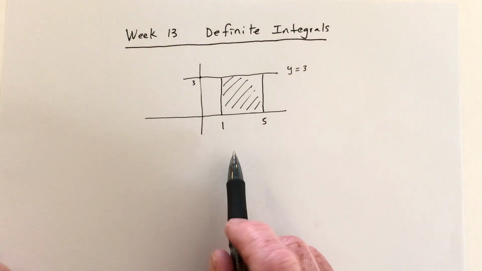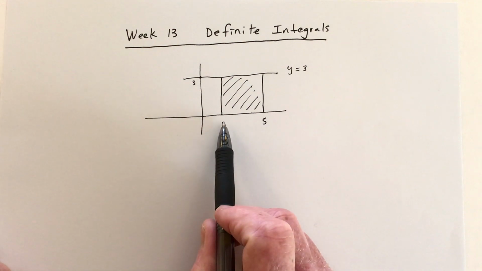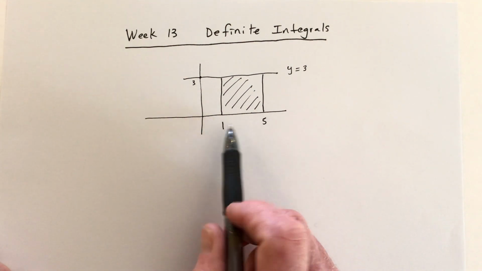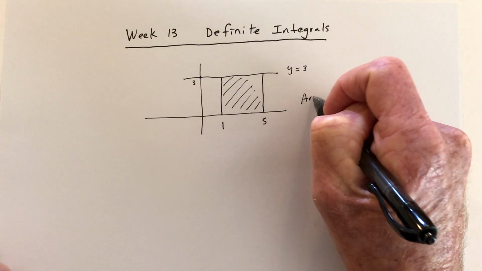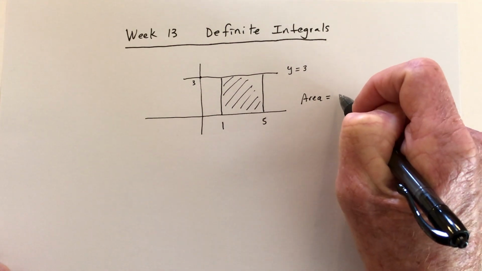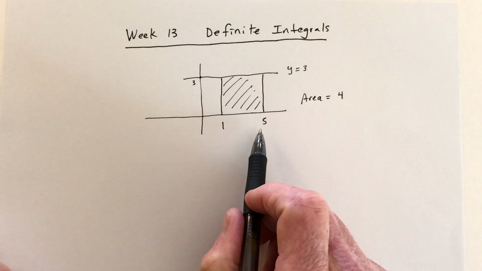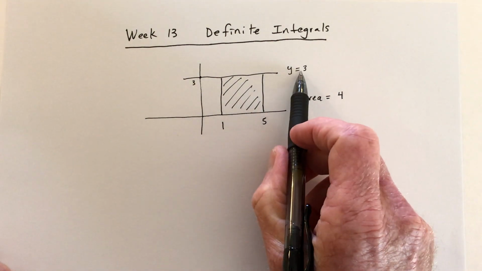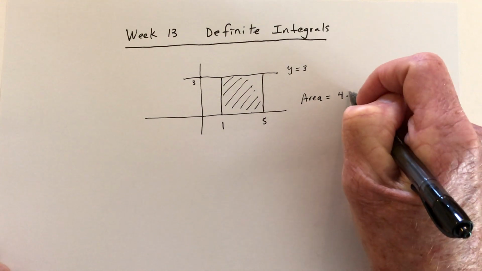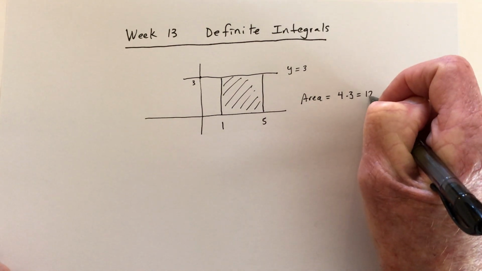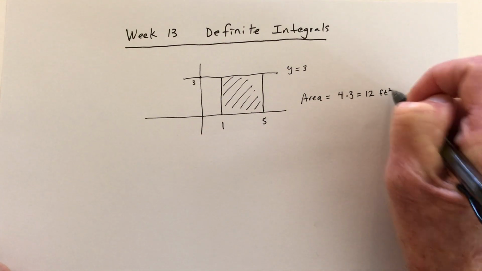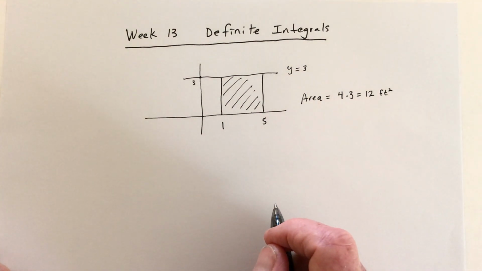So that right there is just a rectangle. So you just need to know what's the base. So that would be 5 minus 1. So area for a rectangle is just the base, 5 minus 1, so that's a length of 4. And then the height is 3. Area equals 12. And if it was in feet, that would be 12 square feet of space.